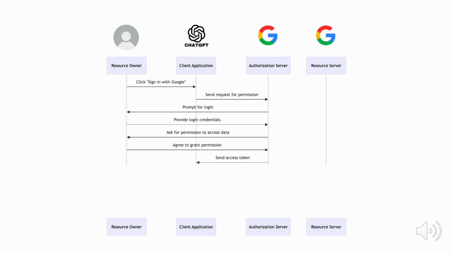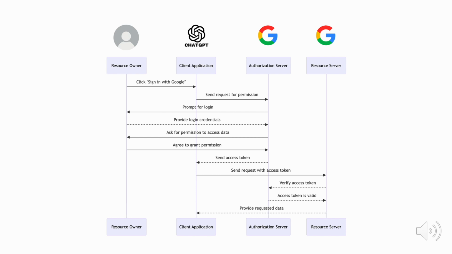ChatGPT can now use the access token to make a request to Google's server, the resource server, on your behalf. Google will check the token to ensure it's valid and has the necessary permission. ChatGPT can access your Google data as long as the access token is valid. This way, your Google login credentials, like your email and password, are never shared with ChatGPT. Instead, it uses the access token to access your data securely and with your permission.